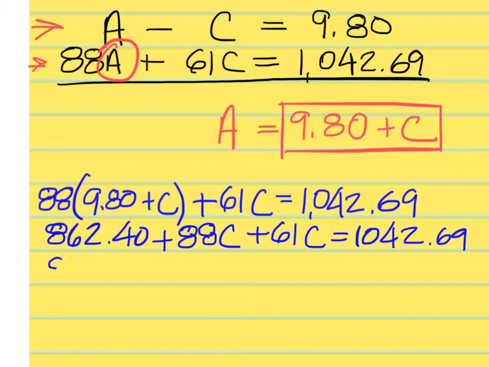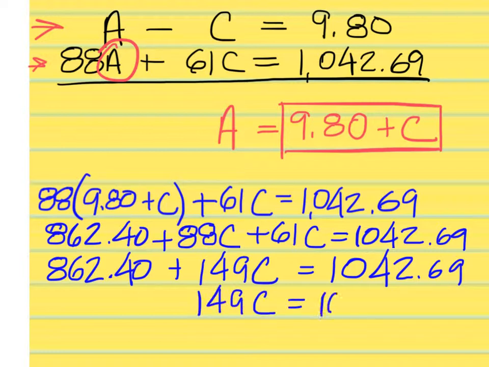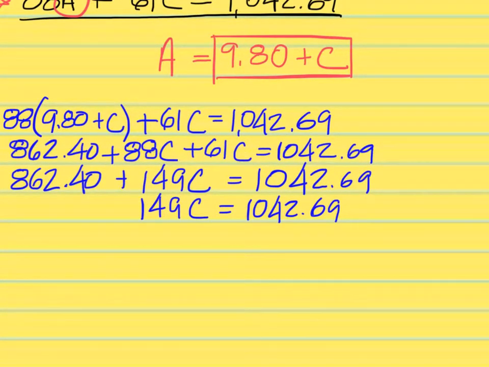I have 2 C terms in there, 88 and 61. I must add those together. Write 862.40 and then add 88 and 61 to come up with 149C. And that will equal 1,042.69. We want the C term by itself on the left, so we will leave it here. And we will leave this where it's at. But we must move this over to this side, change the sign. So we will have minus 862.40.